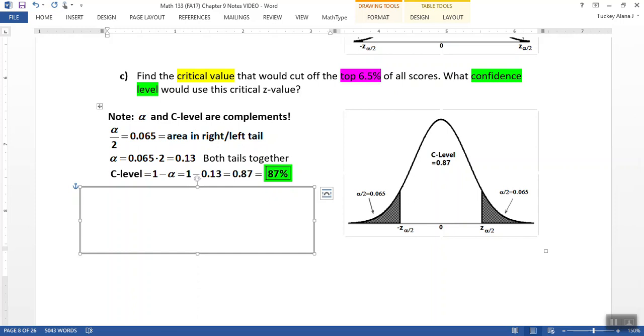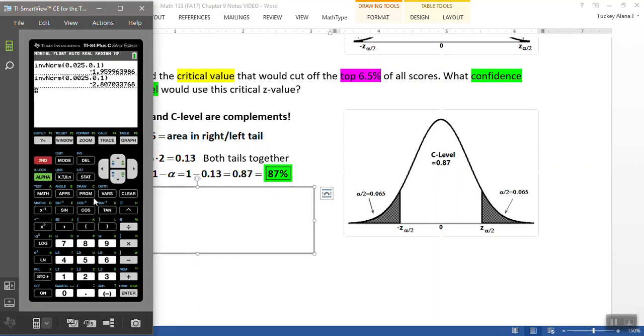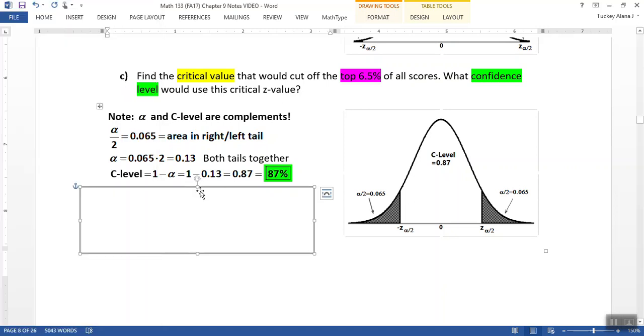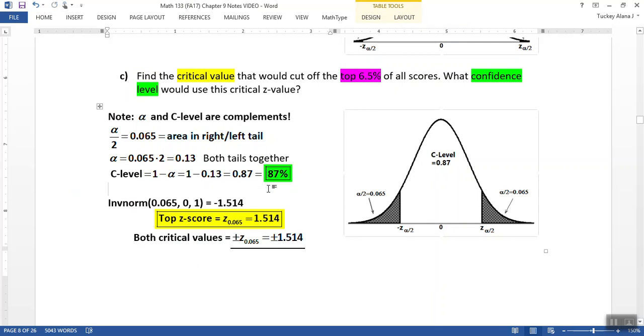Well, if we find it with inverse norm, so if I hit second distribution, inverse norm, 0.065, and then go down to 0 and 1 and press paste, enter, I'll have negative 1.514. And that means the positive one is positive 1.514. So the one that they wanted was 1.514. If you're asked to find both of them, then it's plus or minus.